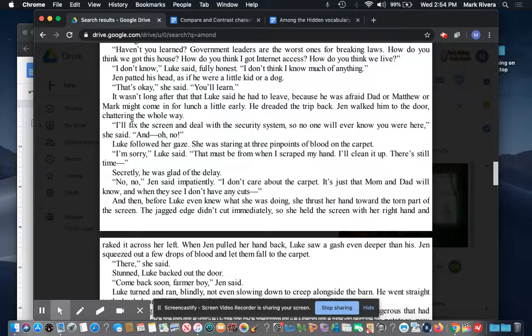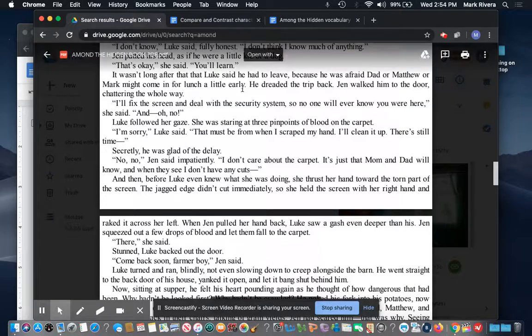It wasn't long after that Luke said he had to leave because he was afraid Dad or Matthew or Mark might come home for lunch early. He dreaded the trip back. Jen walked him to the door, chattering the whole way. I'll fix that screen and deal with the security system so no one will know you're here. And she said, oh, no.